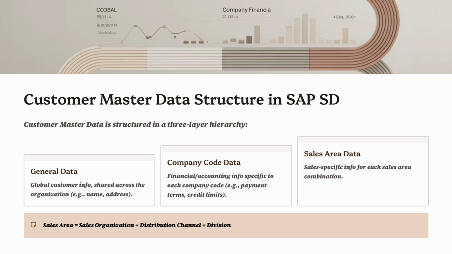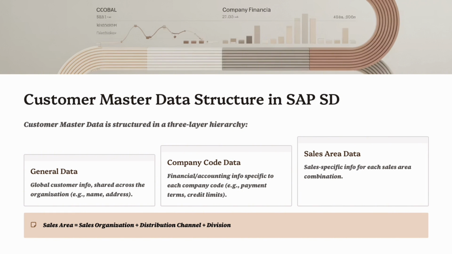Part 3. Customer master data, structure and sales area data. Now let's start with the first type of master data, the customer master data. In SAP SD, the customer master contains all information related to a customer. Everything the system needs to process sales orders, deliveries, and billing documents.